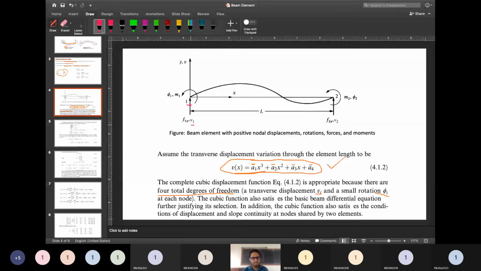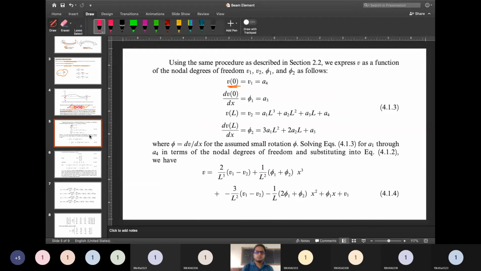So you simply put in this equation x equals to 0. So this term will become 0, x cube, x is 0. This will also become 0. This will also become 0. A4 is constant and here you will get V1. So from here you can write A4 equals to V1. That is what I have written here. At V equals to V1 at x equals to 0, you will get A4 equals to V1.